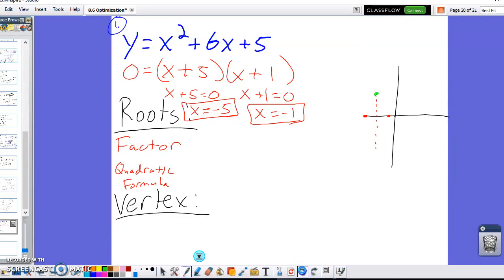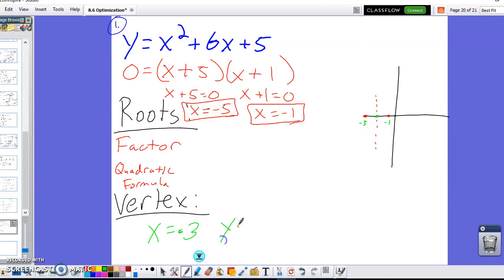Okay? So, this line is right in the middle. This was -1, this was -5. So then I say, well, what's halfway between -1 and -5? And we find that to be -3. So the x-coordinate of my vertex, x, is going to equal -3.